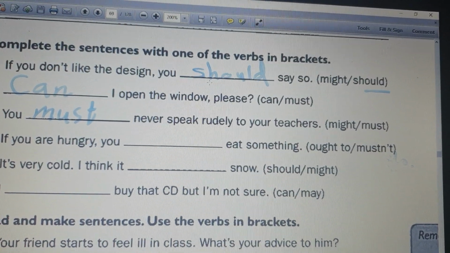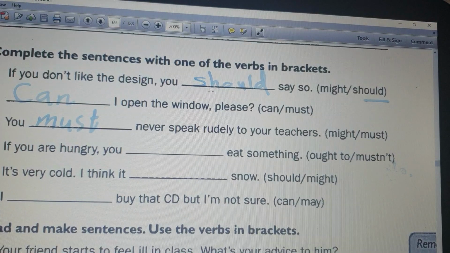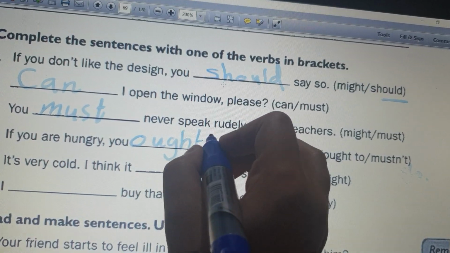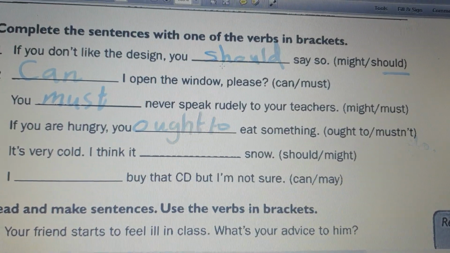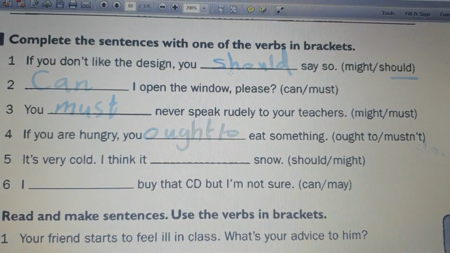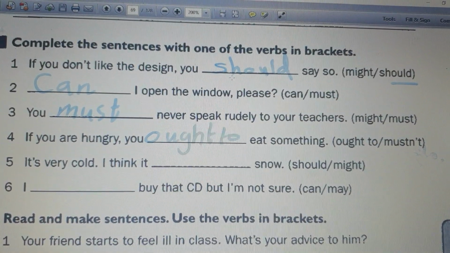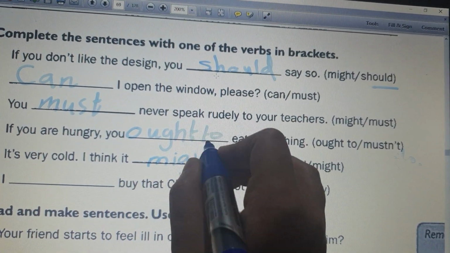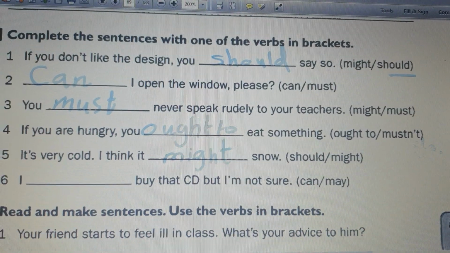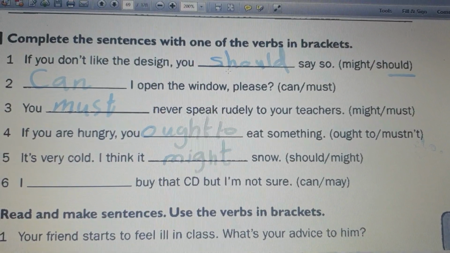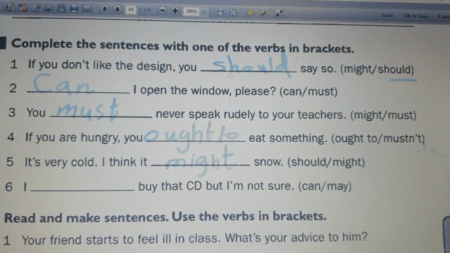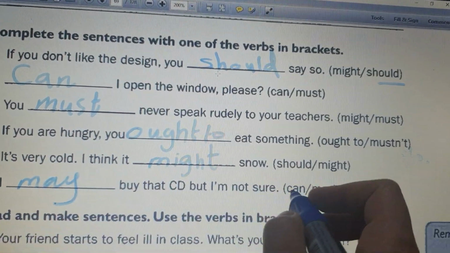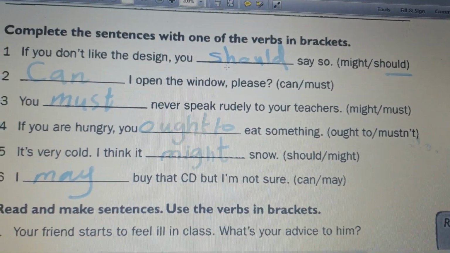Number 4, if you are hungry, you ought to or mustn't. An advice, you ought to. Number 5, it's very cold. I think it should snow or it might snow. We're talking about possibility, so it's might. And finally, number 6, I buy a CD, but I'm not sure. Possibility, can or may? May. Can for ability, may for possibility.